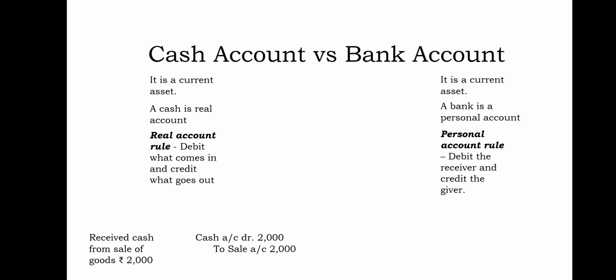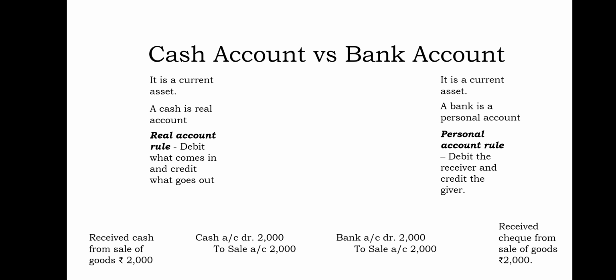Let's take the same entry again. When you receive a check from sale of goods, 2000 rupees, both the entries are the same, but the difference is that you receive a check this time. So instead of cash, you will write bank. Now, what is the similar thing you see in both of them? The similar thing is that both are debited because both are current assets. If your assets are increasing, you always write the asset's name on the debit side.